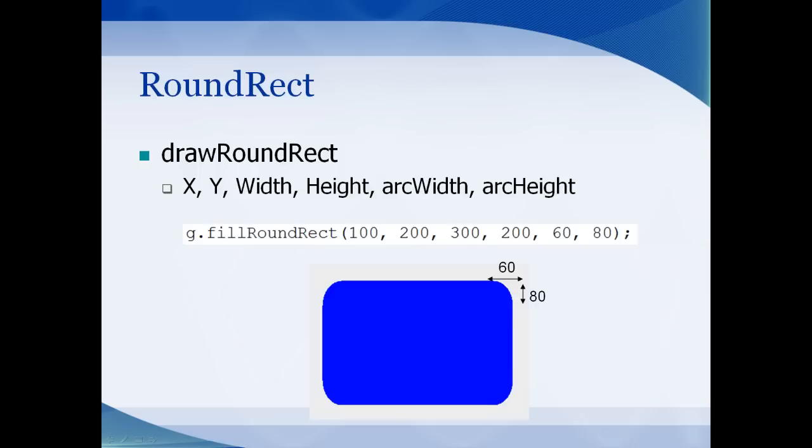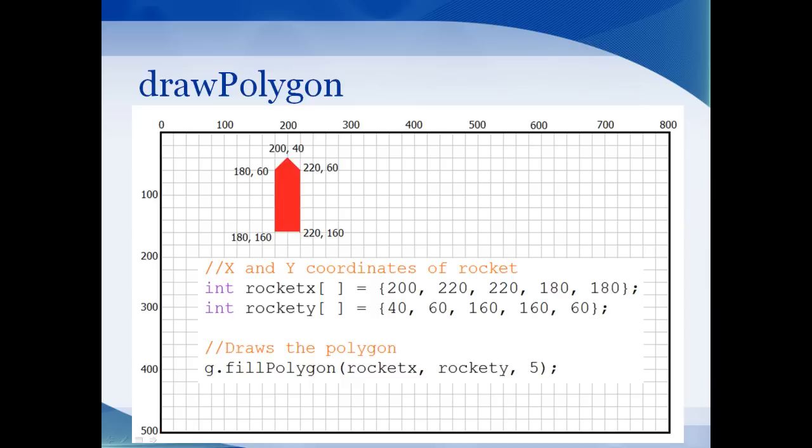You can also draw a rounded rect with the draw or fill rounded rect command. It's just going to have two extra values for the arc width and arc height.